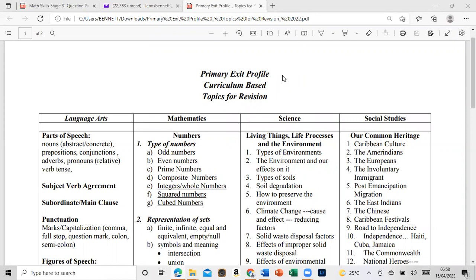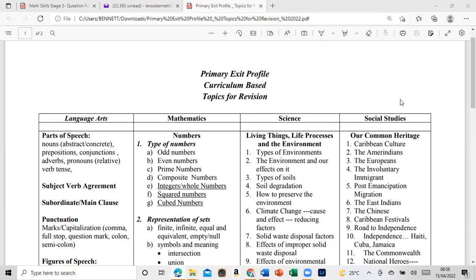Now today I'll be looking at the primary exit profile, better known as PEP, and this is for the year 2022, and these are the topics that our young children will be doing. So as usual, preparation is the key. I'm going to go through the language, I'm going to read it on the maths and on this level, science and the social studies. All right.